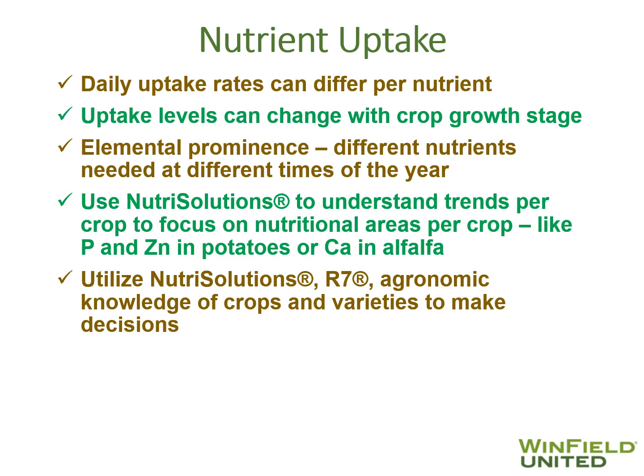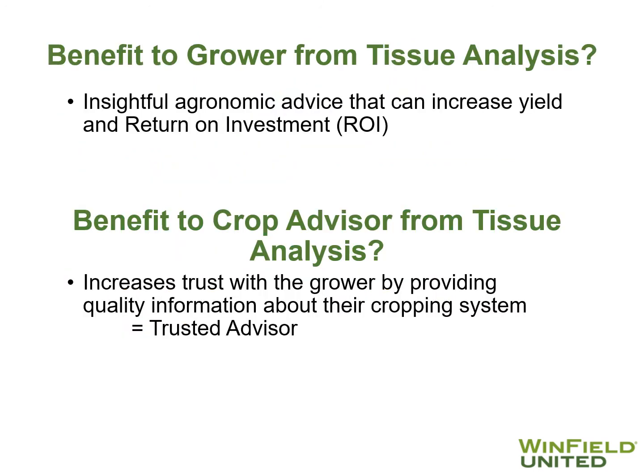Overall, we want to utilize NutriSolutions and tissue analysis as part of the whole package, thinking about how we can utilize technology and the agronomic knowledge of the crops and varieties to make decisions. So the benefit to the grower from tissue analysis is insightful agronomic advice that can increase their yield and their return on investment, or ROI. Benefits to the crop advisor from tissue analysis: it increases the trust with the grower by providing quality information about their particular cropping system, so then they can become the trusted advisor.